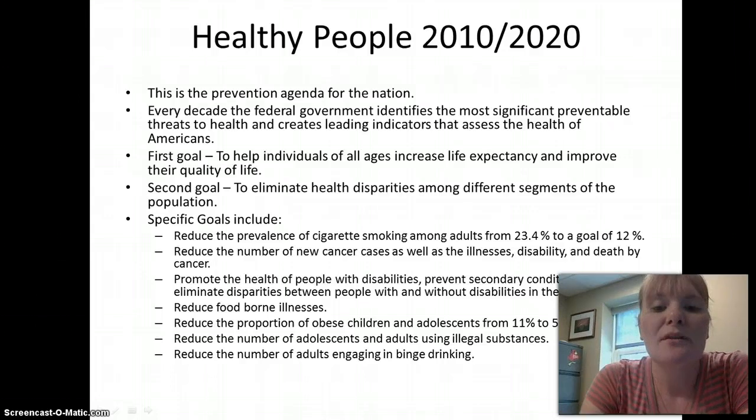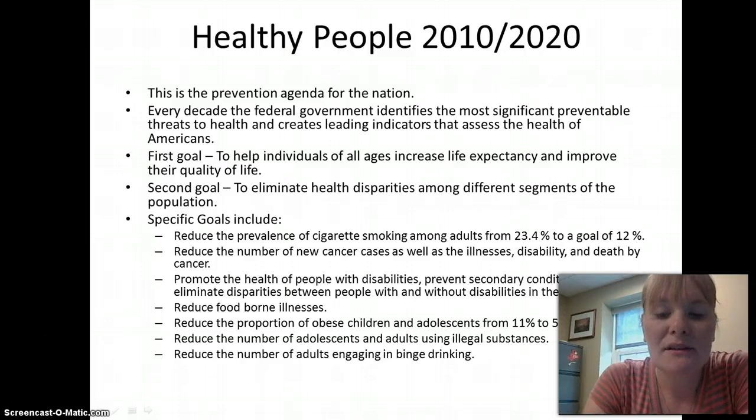Americans. The first goal is to help individuals of all ages increase life expectancy, and improve their quality of life. The second goal is to eliminate health disparities among different segments of the population. And then specific goals are listed here. And this is specifically for Healthy People 2010-2020.